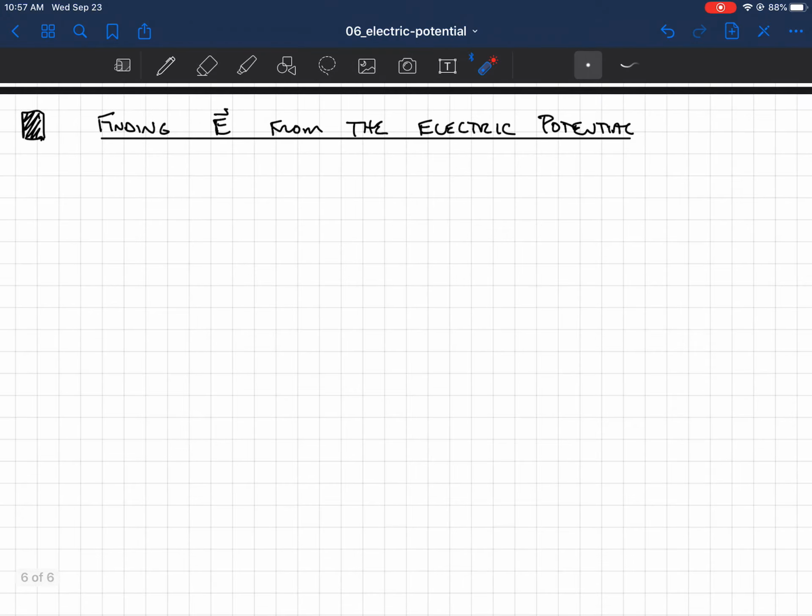Now let's talk about this last issue of going from electric potential to electric field, and we'll do it for a couple different cases. So remember the basic idea.